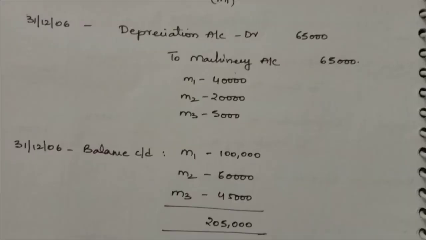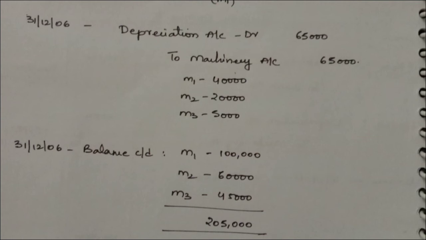Okay, so on 31st December 2006 you need to take the depreciation for all the other remaining machineries we are having. So depreciation account debit to machinery account. Machinery 1, other than the 1/3 portion, we are having 2 lakhs. On that 2 lakhs we are getting 40,000, and for the remaining machinery 2 and machinery 3, 20,000 and 5,000. So the total comes to 65,000. So balances we will get from the working note only, that is 1,60,000 for machinery 1, machinery 2 1 lakh... 60,000, machinery 3 45,000. So total 2,05,000 will be the balances. Okay, so from here you need to record the ledgers.